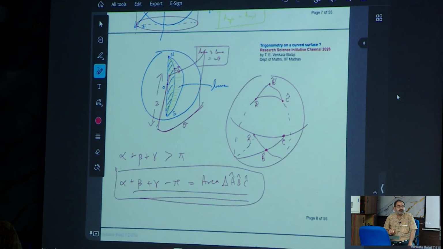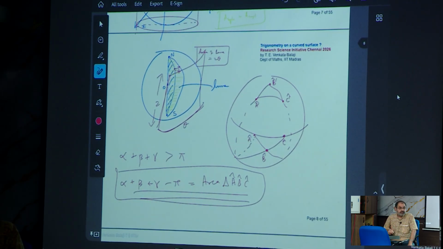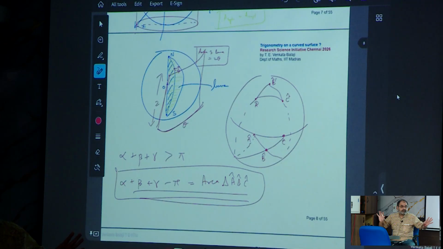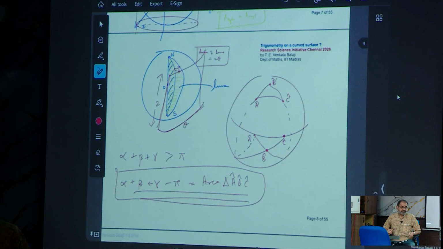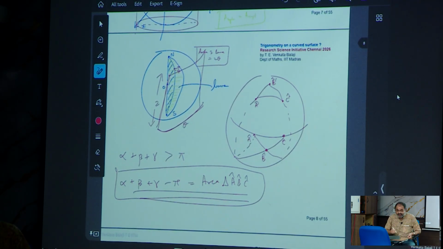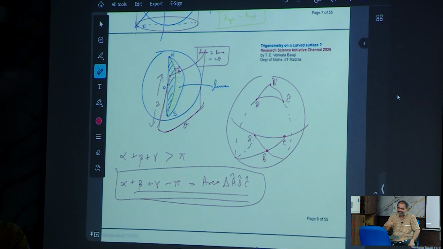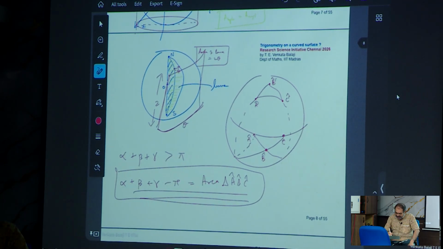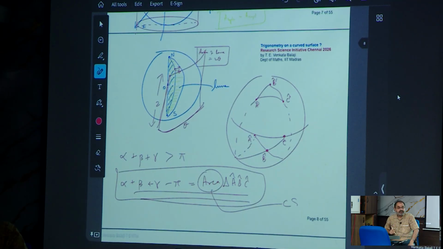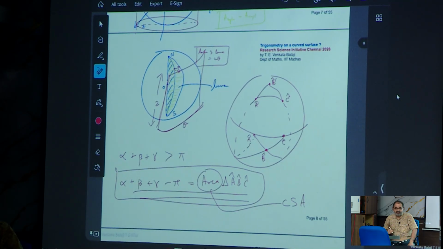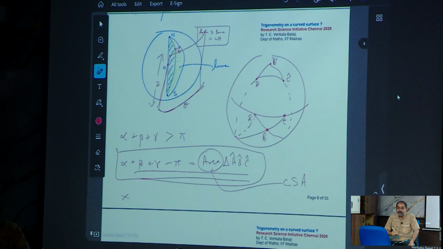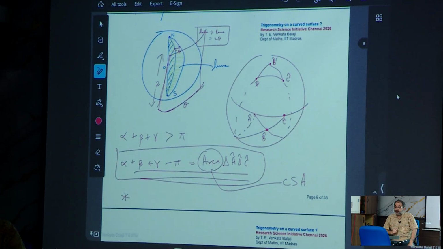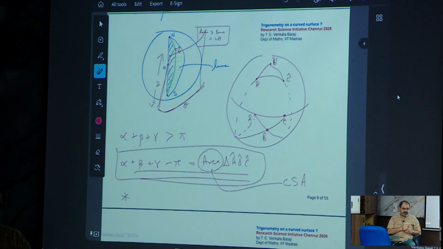The beautiful thing is that if you draw any spherical triangle, the sum of the three angles is greater than 180. And why is it greater? The difference is exactly the area, the curved surface area, of that spherical triangle. So when I say area here, it means curved surface area. You get a very beautiful result. This is what is striking about spherical trigonometry: you can derive the sine rule, cosine rule, etc.